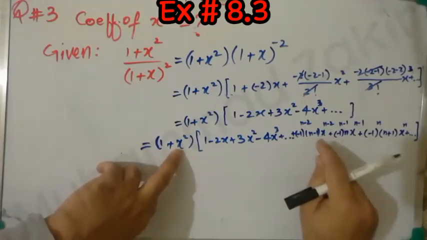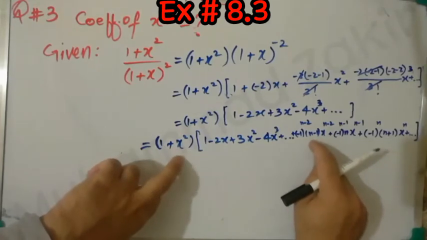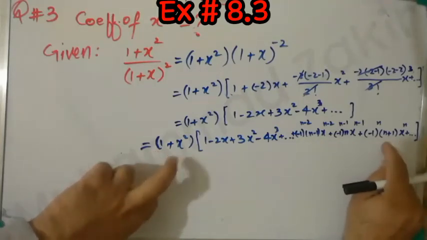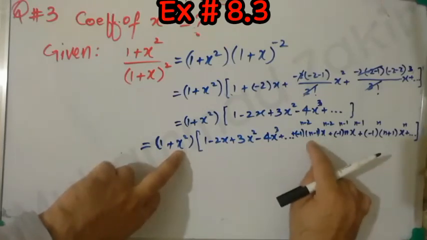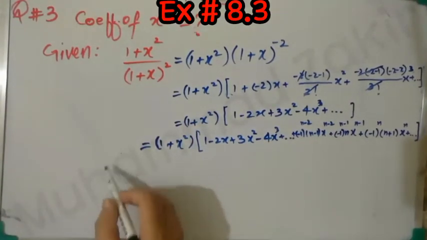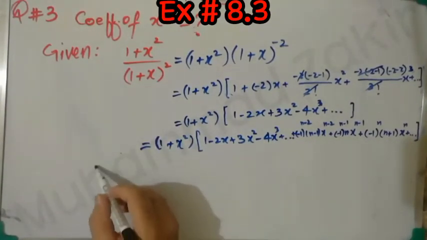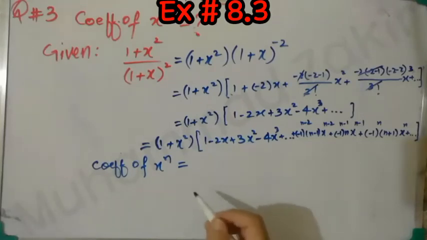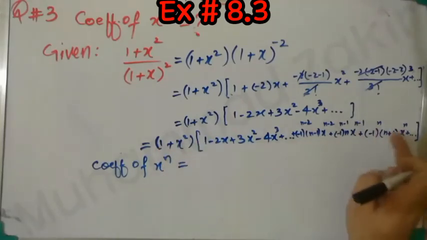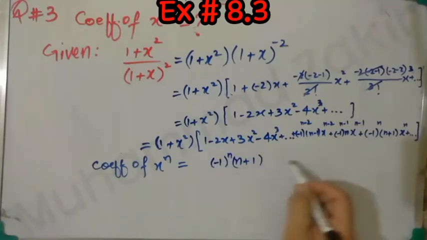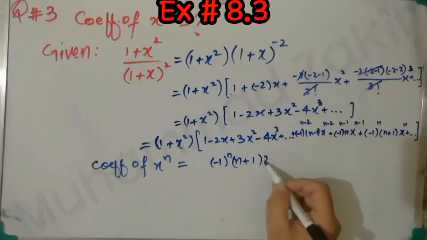This x square, when multiplied by this, will generate xn of the final form. So it means I should multiply x square by this xn minus 2 term. Then I will get xn of the final series. So I can write: coefficient of x power n is equal to, look at it, 1 multiplied by this will generate minus 1 power n, n plus 1, x n.